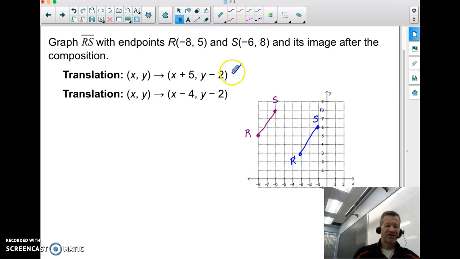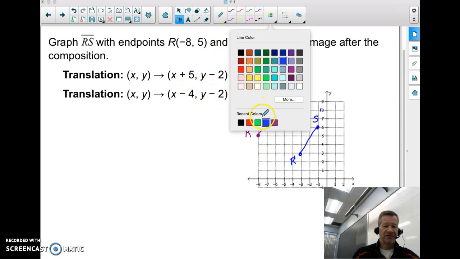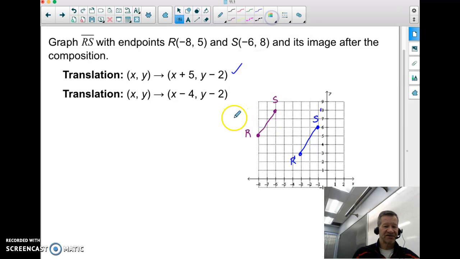Now, we've finished that translation. Now, what about another translation? So here's where the composition comes in. They're not asking us to do just one thing, but two. Now I want to move those points 4 to the left and 2 down. So from S, 1, 2, 3, 4 to the left, 2 down.